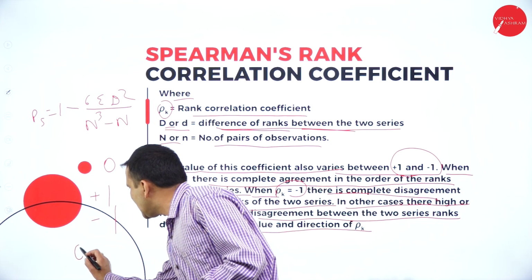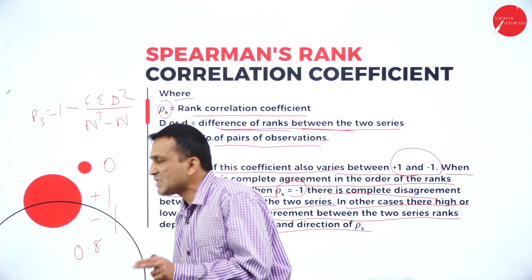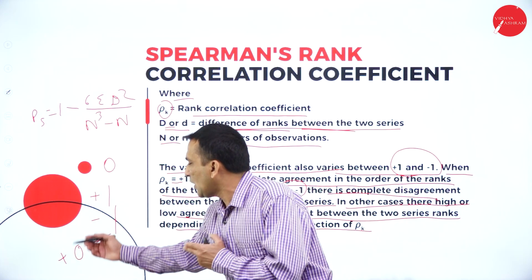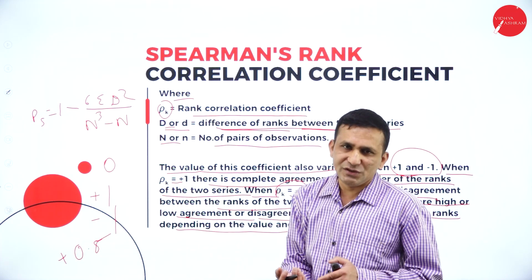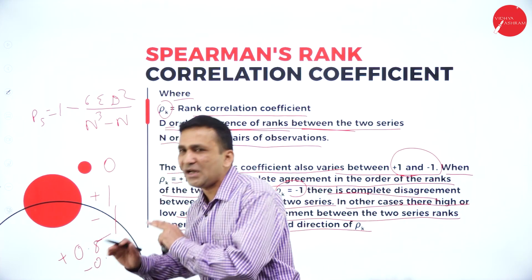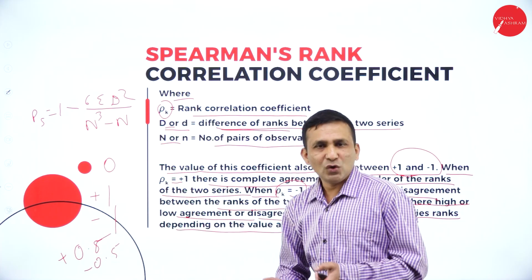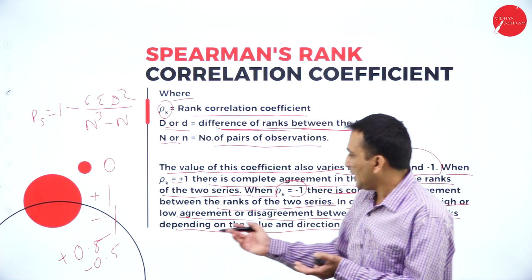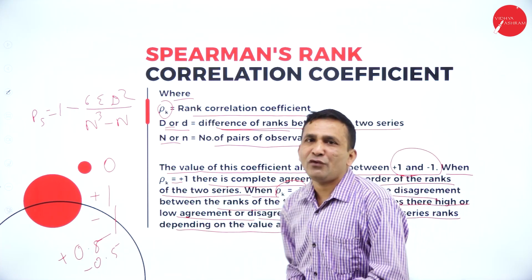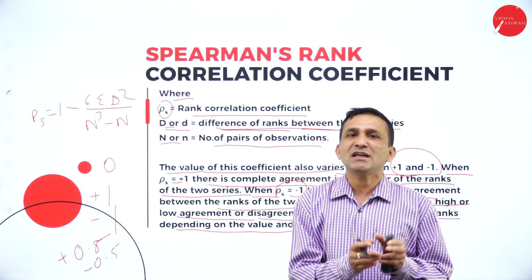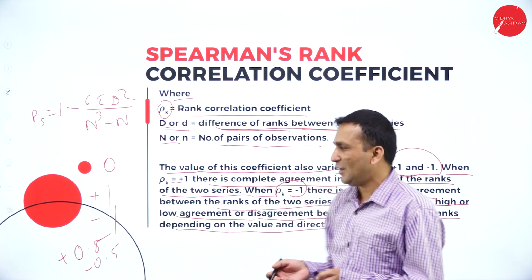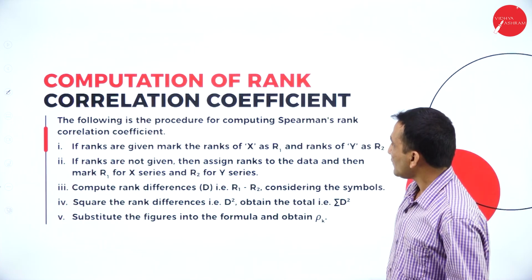So if you are getting 0.5 with a plus sign, you consider it a high positive. If you are getting negative 0.5, it comes under the negative correlation. So the value basis only we are deciding. That is what you need to refer to in session 1, the scatter diagram. There you will get more clarity.